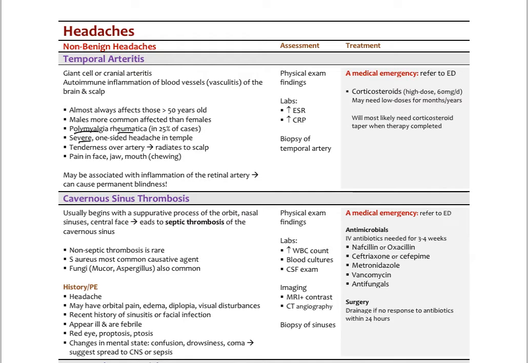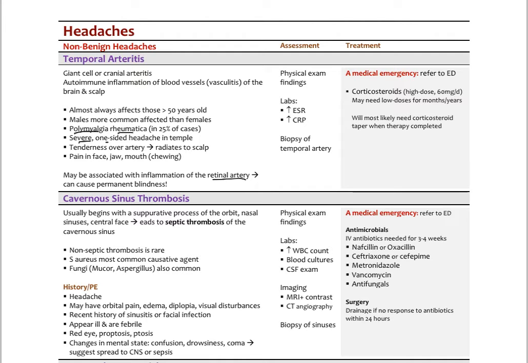These typically are severe one-sided headaches in the temple, and there's tenderness. So if you just palpate the temple, it's very, very sore to the touch, and that pain radiates to the scalp. There's usually facial pain in the jaw and pain in the mouth with chewing. And this can be associated with inflammation of the retinal artery, and that actually can cause permanent blindness. So this is something that we don't consider to be a benign headache. It needs more aggressive treatment.